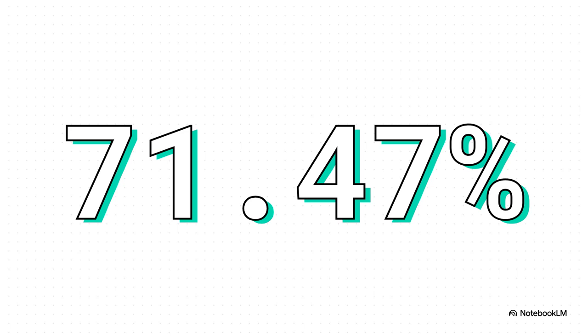71.47%. That's a pass@1 score, meaning it got the right answer on the very first try on the WebWalker QA benchmark. Now get this. This wasn't achieved with GPT-4o or Claude 3. Nope, this was done with a completely open source model. A number like that? Yeah, that should make every single agent developer out there sit up and take notice.